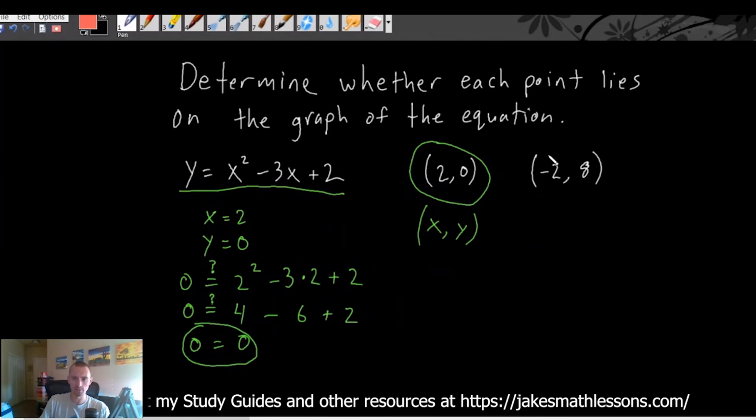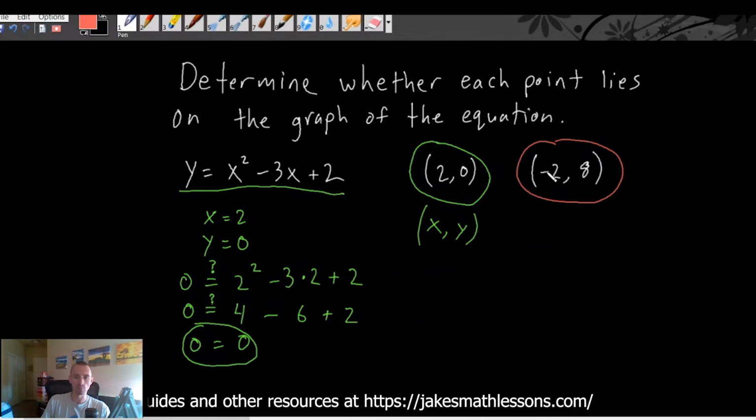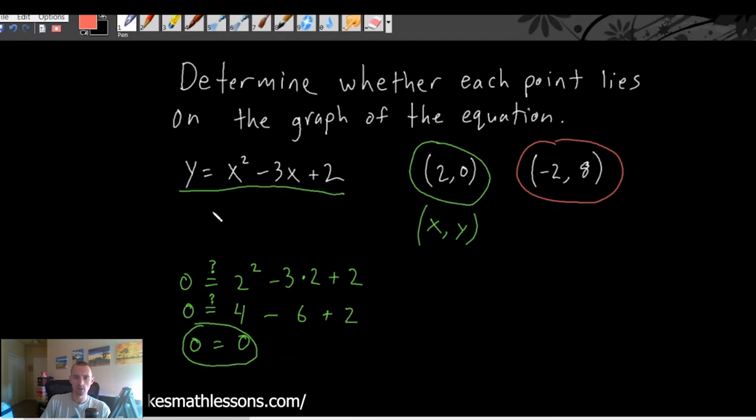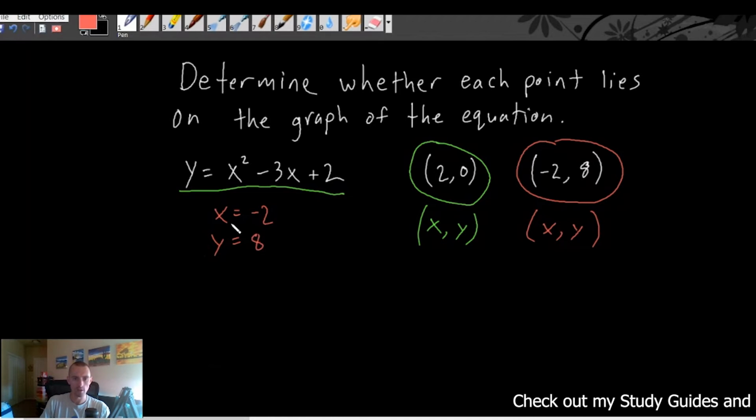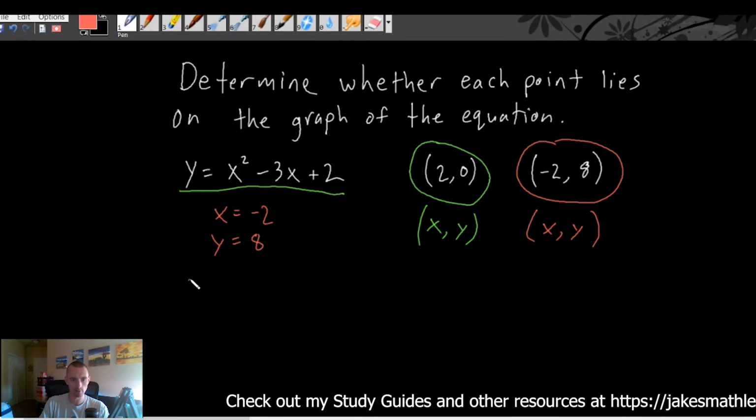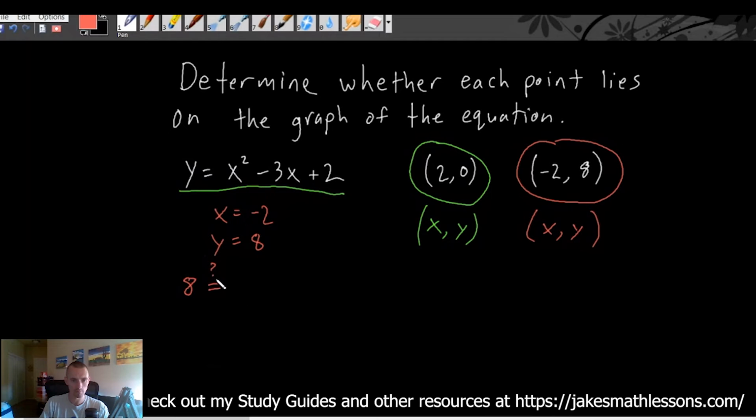So let's go ahead and do this second point here now. Again, we basically just want to go to our equation, y equals x squared minus 3x plus 2. And in this case, you're always just going to think of this as an xy pair. So xy. Negative 2 is x. So x equals negative 2. 8 is y. y equals 8. And then we're just going to go to our equation and replace all of our x's with negative 2's, replace all of our y's with 8. So we have a y right here. That's 8 equals maybe, with a question mark.